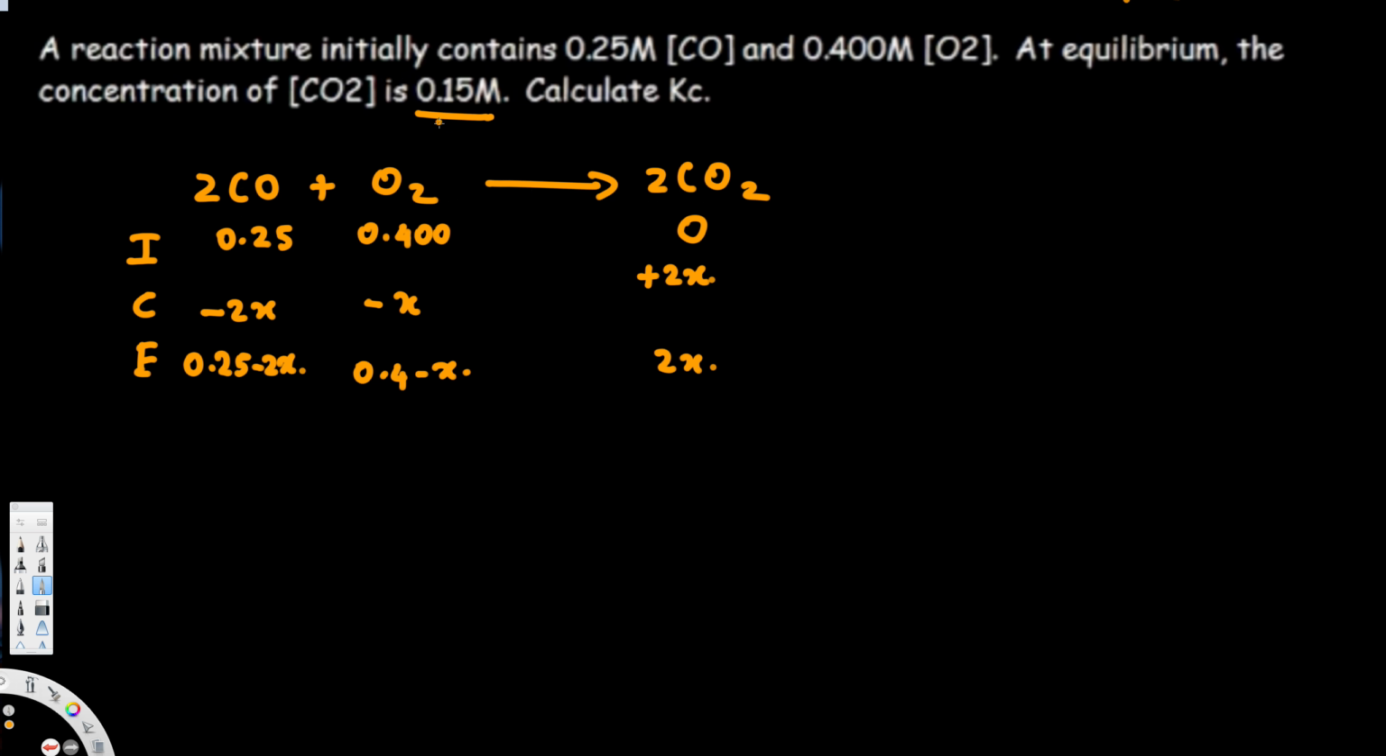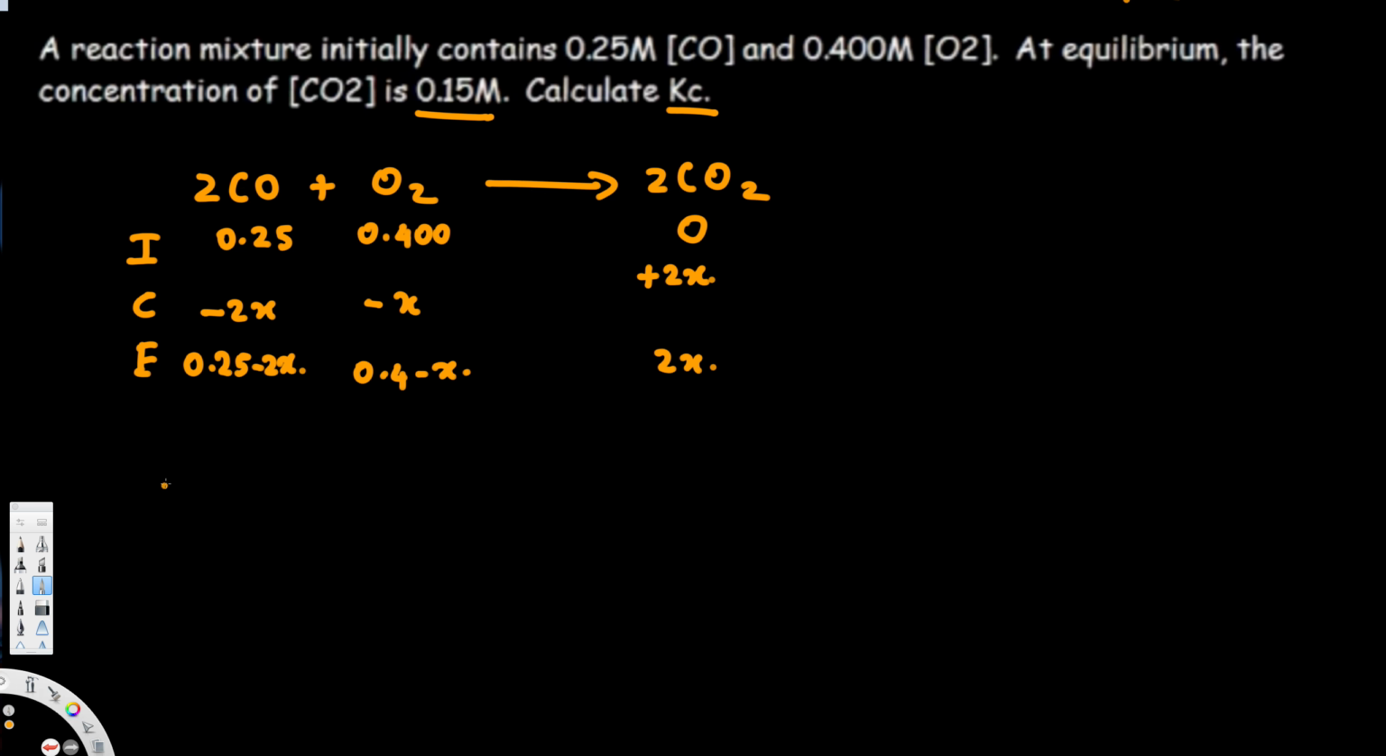Now here they have given the equilibrium concentration of CO2, that is 0.15, right? So we can use this information to solve for x. If I solve for x, I can find the concentration for each value. That will help us to find the Kc, right? Kc is our main question. Here we are trying to find each equilibrium concentration actually. So let's go ahead and find it.